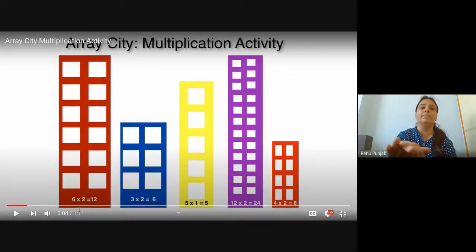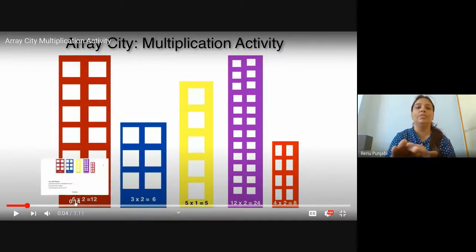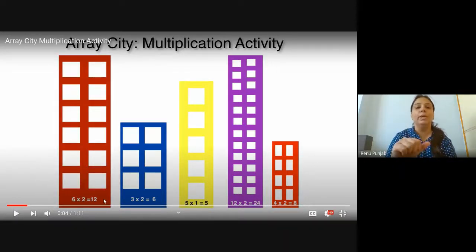Like here 6 multiplied by 2 means we are taking 6 rows and 2 columns. This way when you cover the graph paper, you have to count 6 blocks row wise and 2 blocks column wise. And when you cover and make this block, you will get 12 blocks inside. Means when you multiply 6 into 2, you will get 12.